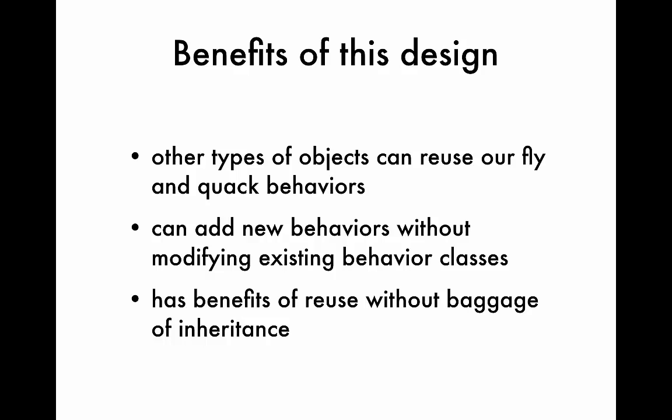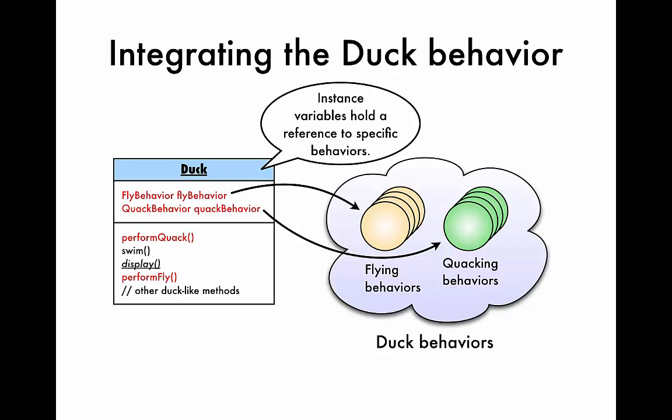This all sounds wonderful, but we haven't actually talked about how we connect these behaviors to the duck objects yet. Well, here's how we're going to do that. In our abstract duck class, we'll have two fields, one that holds a fly behavior object and one that holds a quack behavior object. And remember, fly behavior and quack behavior are interfaces. We haven't committed to any particular implementation here yet.